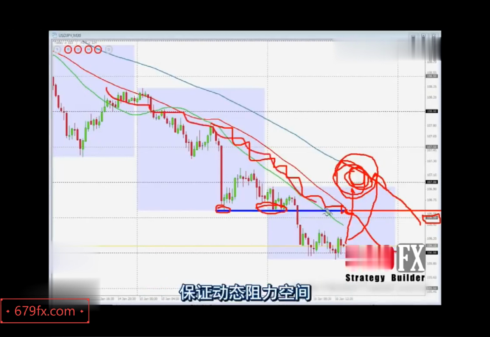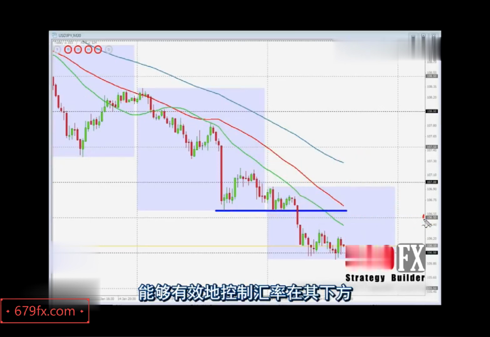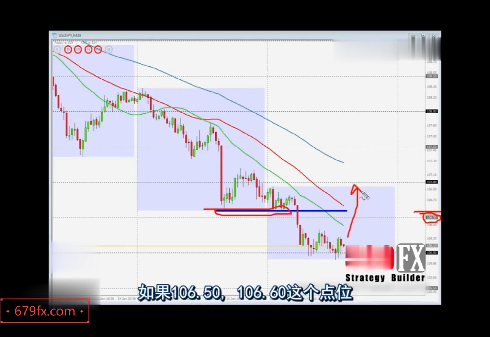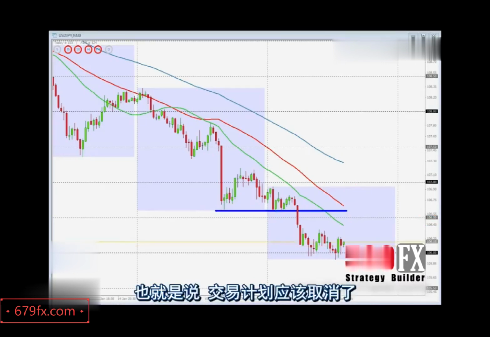You want the dynamic area of resistance to hold price on the right side of the market, in this case meaning down, meaning below, sorry. If that level, the 106.50, 106.60, okay, this level, that's my key level of resistance, breaks, if price breaks above, it might be a signal of weakness in this downtrend, and perhaps you might want to consider the trade plan violated, and therefore, you might want to pass on this setup, okay?